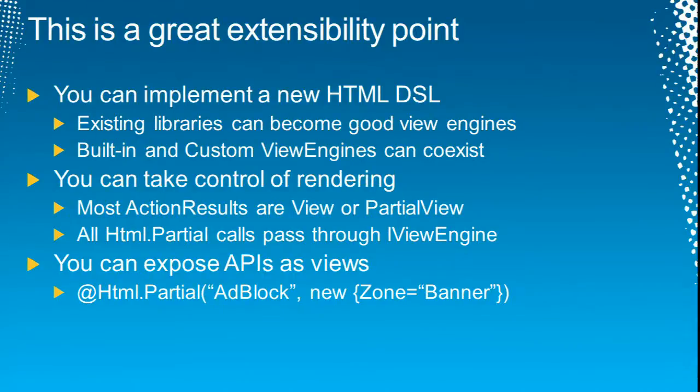A lot of the controllers in your application will return view or partial view. All of those return values go through the view engine extensibility point, enabling you to participate in that rendering and participate in the rendering of things that call HTML partial. We'll take a look at that later. That opens up interesting possibilities where you can consider exposing some of your APIs even as things that look like you're rendering partials. You don't need to ship templates if you have a view engine which understands those partial names and can render them.